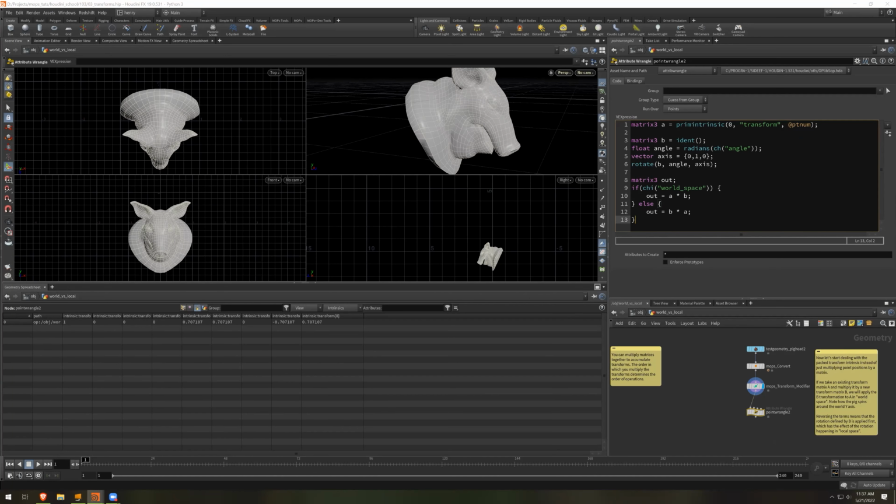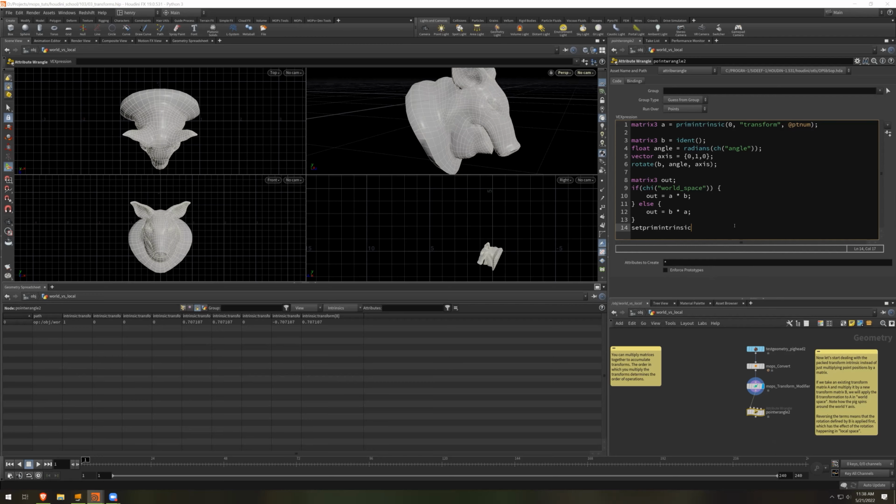Okay, and now that I have this output matrix, I need to write it back to the intrinsic. So setprimintrinsic is the function to use for this. I'm going to say 0. Transform, again, is the name of the intrinsic. I want to write to the current transform intrinsic associated with this point number. And then the value that I'm writing is out, this matrix that I just made.